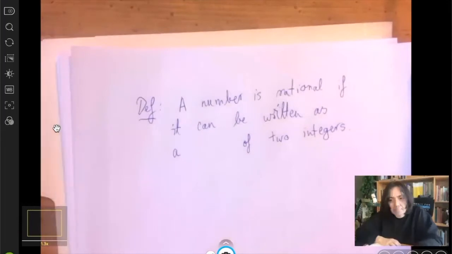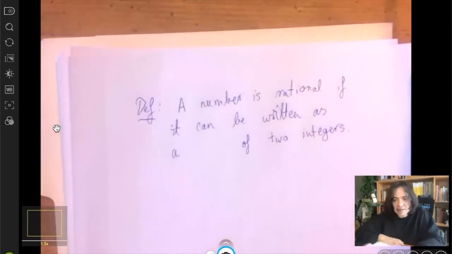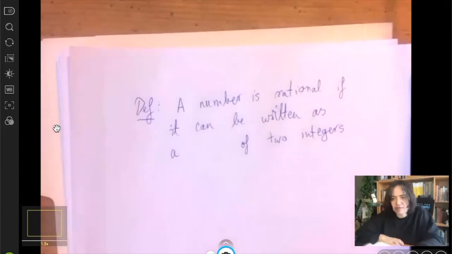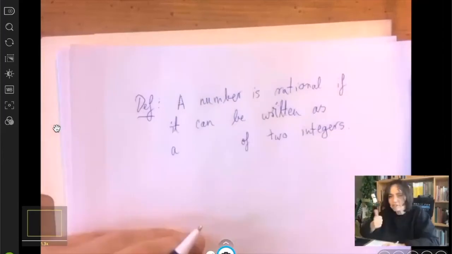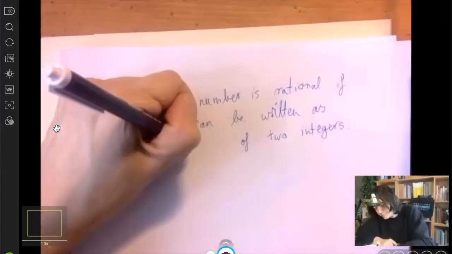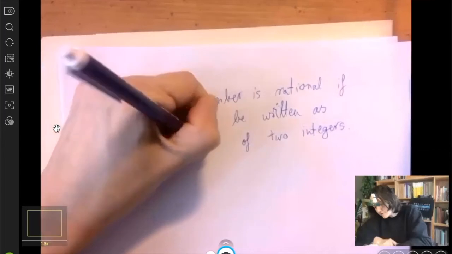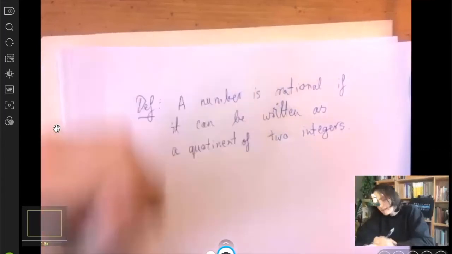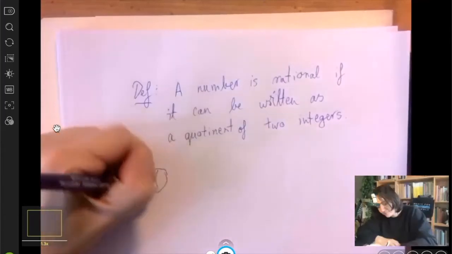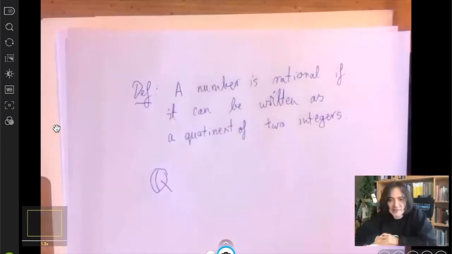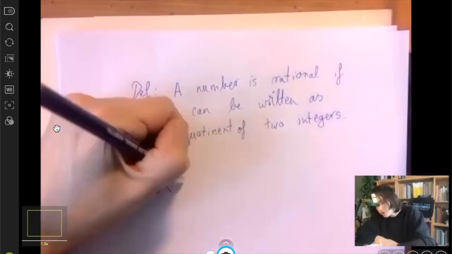Now I already told you the fancy name for the result of a division. What's the fancy word for that? Quotient. So I'm going to write quotient. Fraction, proportion, ratio, those all would work, but I'm writing quotient because that will give you a clue how we labeled the set of all rational numbers. Q is for quotients of integers. So Q is the set of all rational numbers.